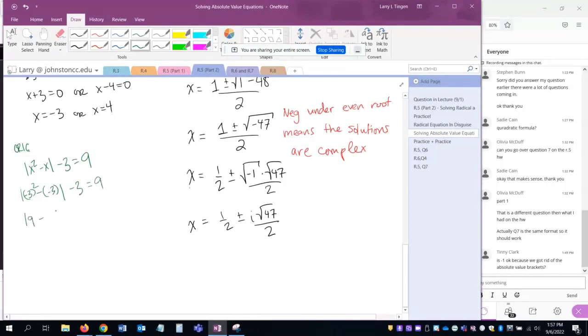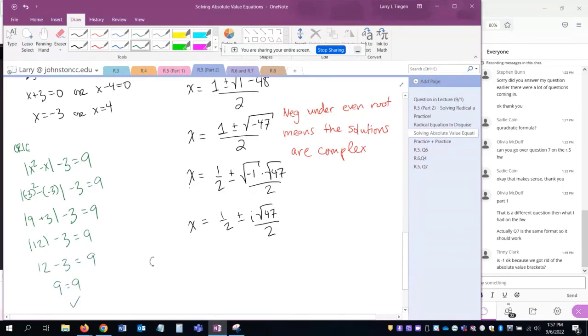Negative 3 squared is 9. 9 minus negative 3. Oops, I got ahead of myself. Minus negative 3 is plus 3. You can probably already see this is going well. Absolute value of 12 minus 3 is equal to 9. Absolute value of 12 is 12. 12 minus 3 is 9. 9 equals 9. That checks.